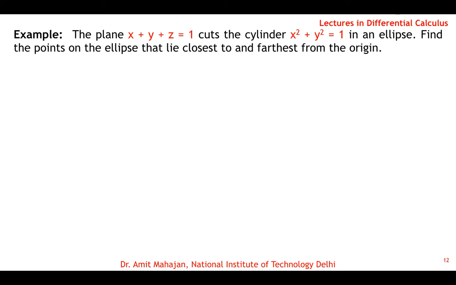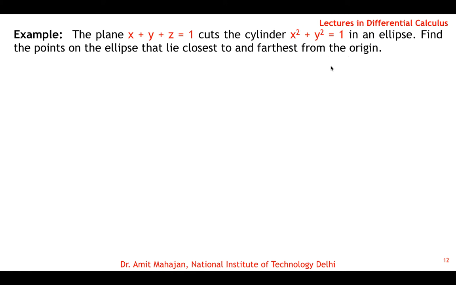Say we take this example, that the plane cuts the cylinder x square plus y square equal to 1 in an ellipse. Find the points on the ellipse that lie closest to and farthest from the origin.